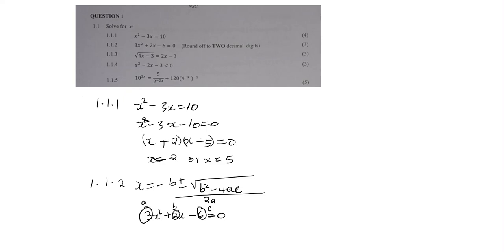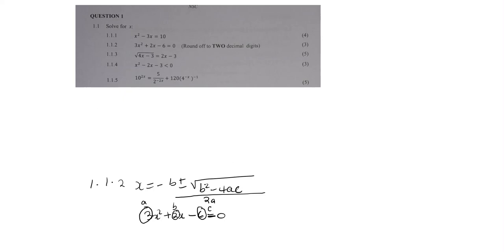Pardon me for a minute. So now, in solving this question, you'll have x equal to, let's quickly substitute, negative times positive 2, plus or minus the square root of the value of b, which is 2, squared, minus 4, the value of a, which is positive 3, the value of c, which is negative 6.